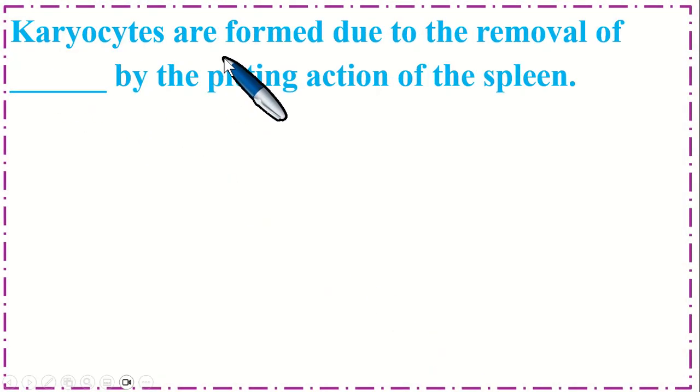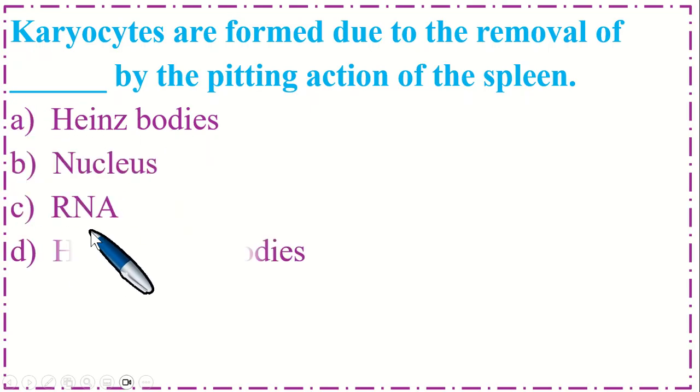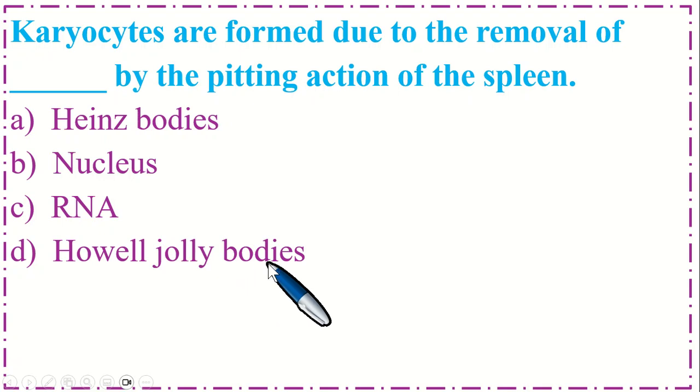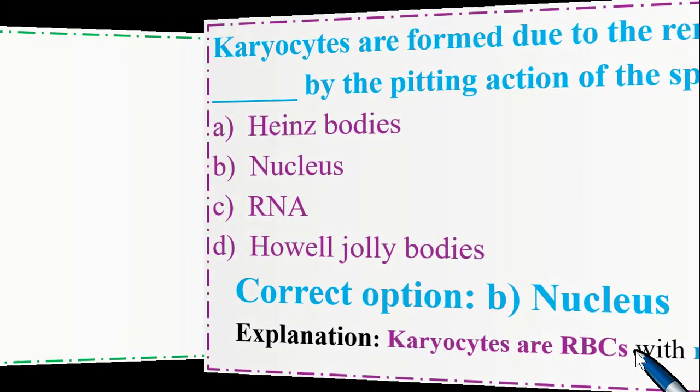Karyocytes are formed due to the removal of dash by pitting action of the spleen. Option A, Heinz bodies; B, nucleus; C, RNA; and option D, Howell-Jolly bodies. So the correct option is B, nucleus. Karyocytes are RBCs with removed nuclei.